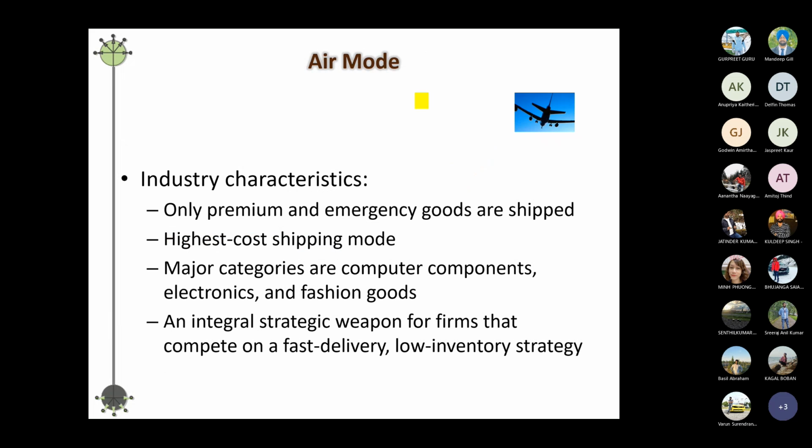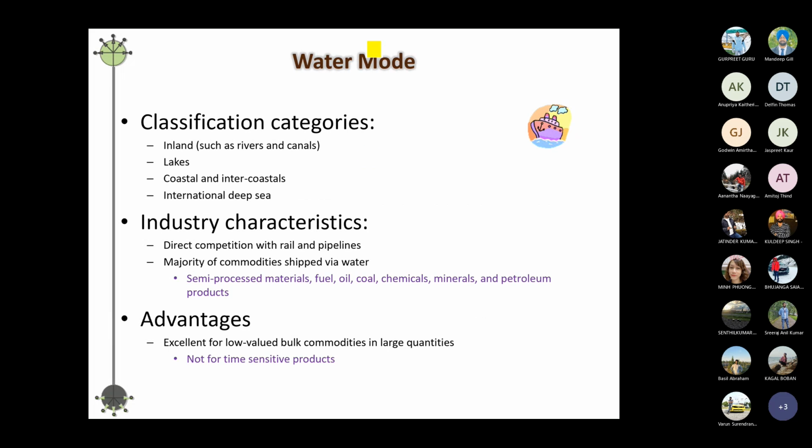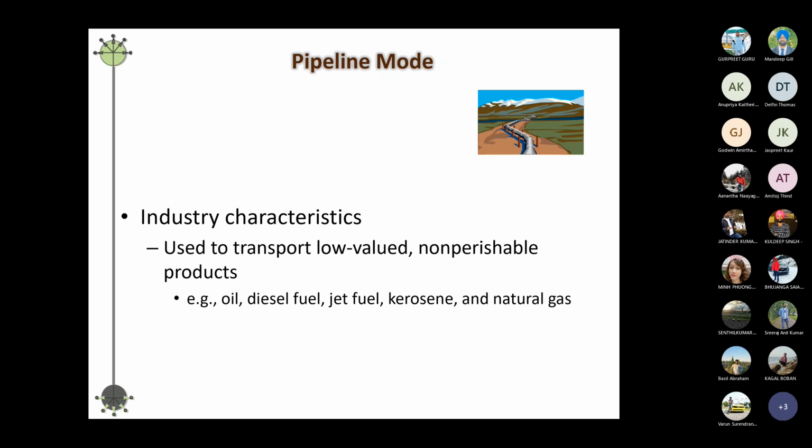Then we move to air mode. Air mode is clear for which type of products is appropriate. So these are the characteristics of air transportation. Then we move to water mode. So which products are appropriate for water mode, and the advantages of water transportation, and also pipeline. So for the pipeline, what are the types of products that you may move with this mode of transportation?